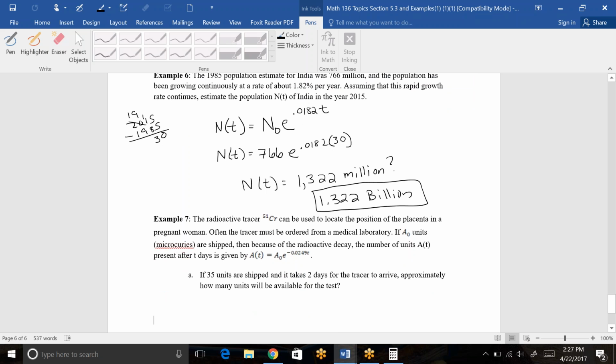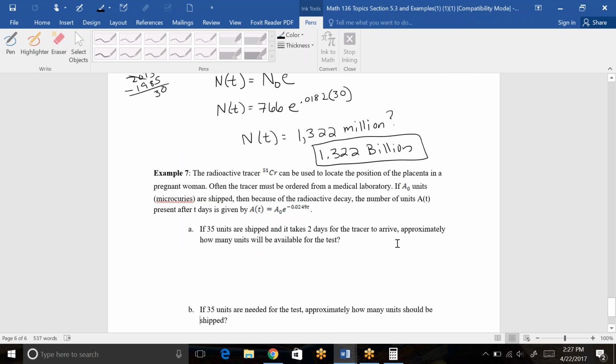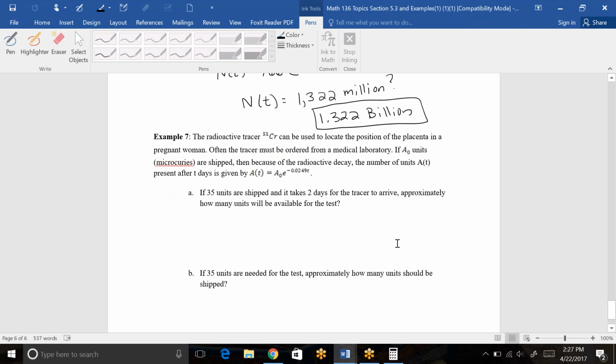And then our final example to get us caught up on all the extra examples from section 5.1 to 5.3 is example 7. It says the radioactive tracer 51CR can be used to locate the position of the placenta in a pregnant woman. Often the tracer must be ordered from a medical laboratory if your initial units, because A sub 0 means the amount you order, and that's in microcuries, are shipped. Because of radioactive decay, the number of units that you get after the number of days it's been shipped is given by the following formula. Notice there's a negative exponent here, which means there's a decay of the substance as it travels. So my final value that I actually receive will be equal to the initial value times e to the, this looks like it's decaying at 2.49%, and times time. And our time here is in days, because they've got days written everywhere.